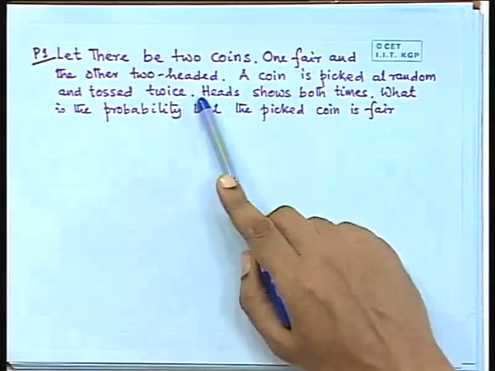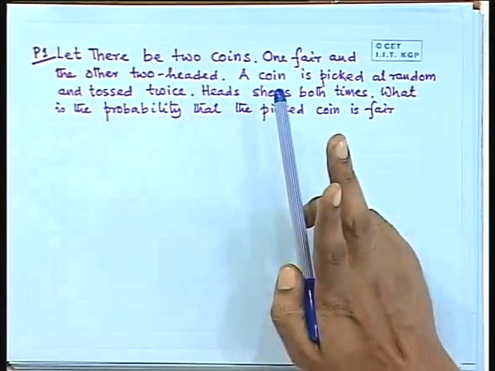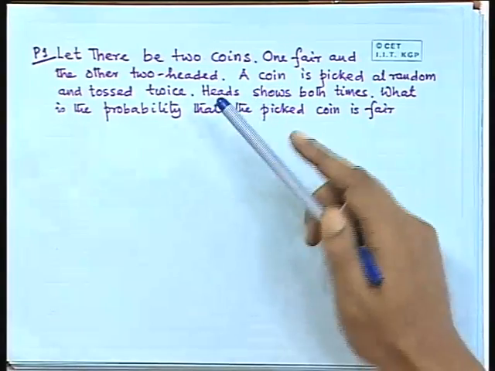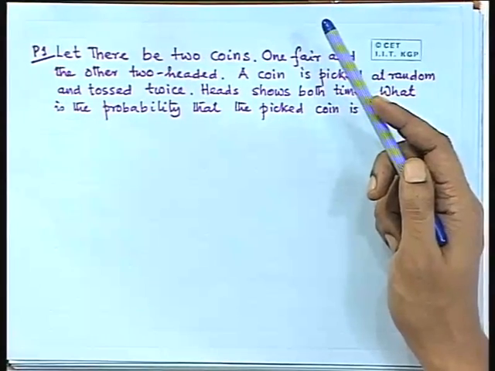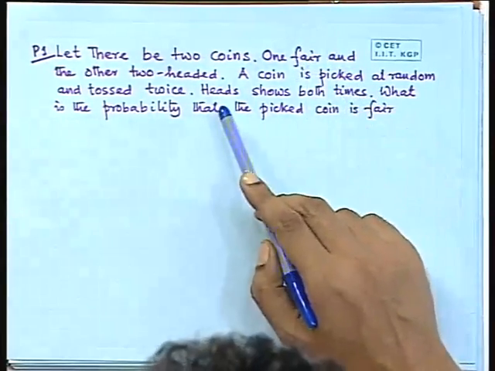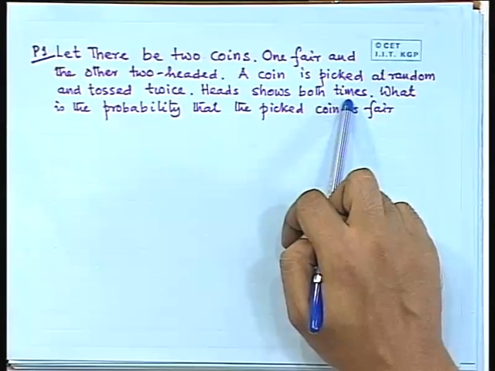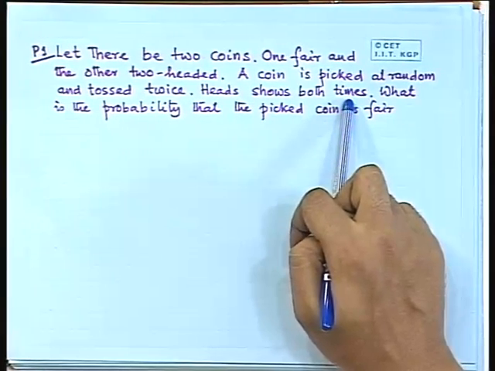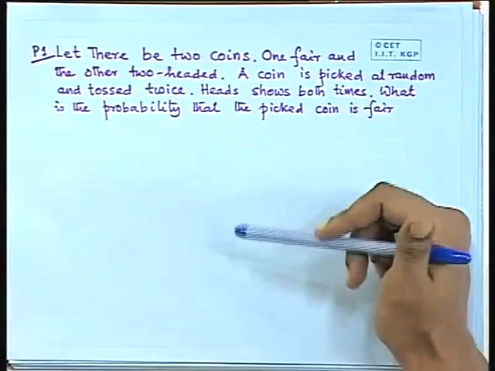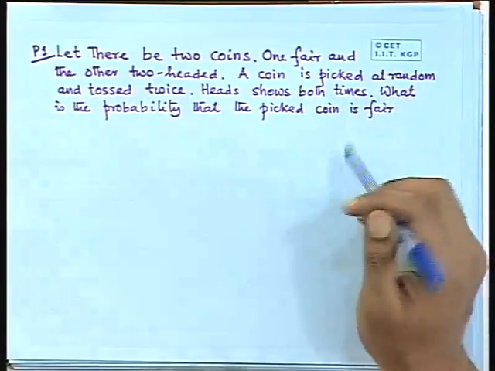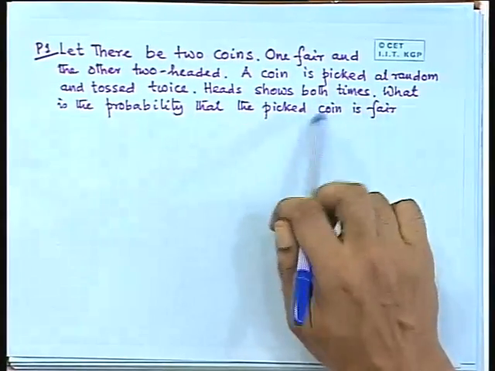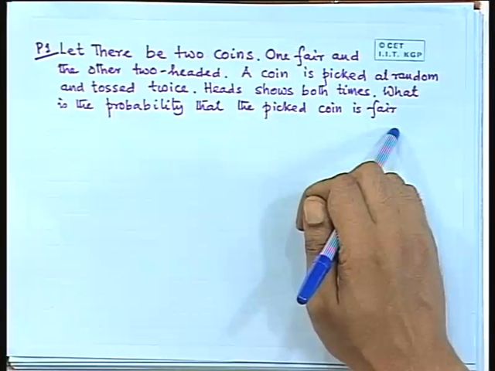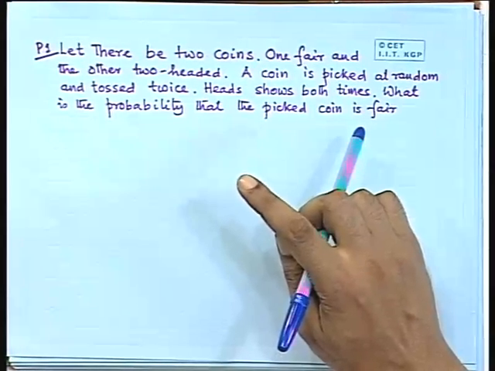So a coin is picked at random and tossed twice. So there are two events here. One is picking up the coin among the two, and the other is tossing it twice, right? Heads shows both times. So when you toss them twice in a given experiment, you got heads both times. Given that heads showed both times, find the probability that the picked coin is fair. It is the other way, right?